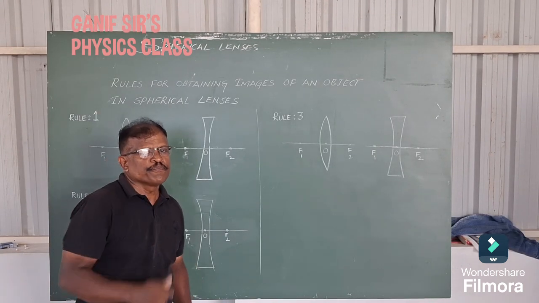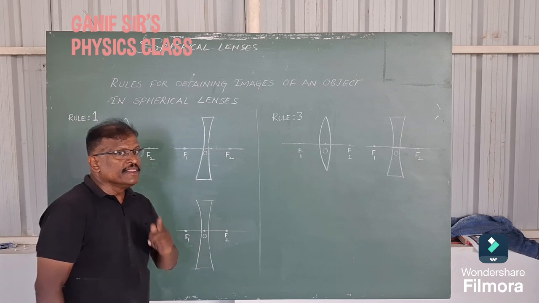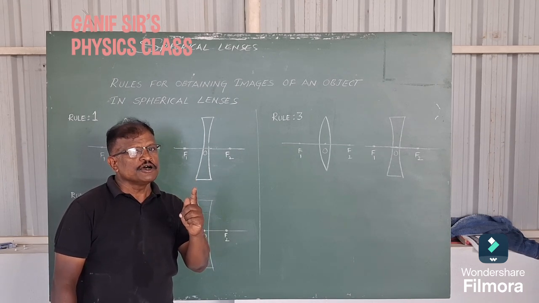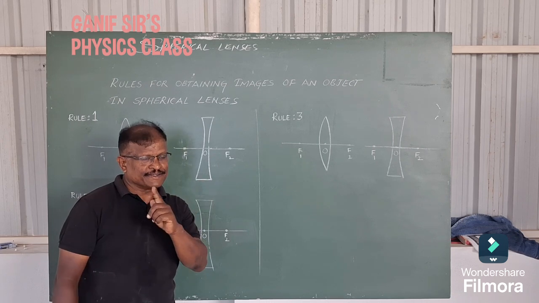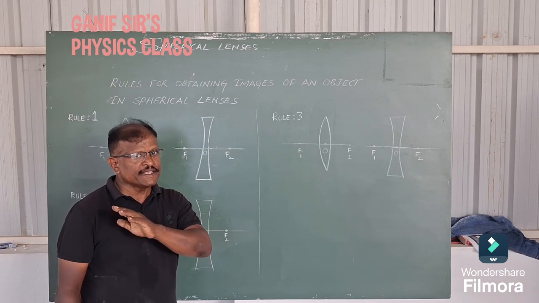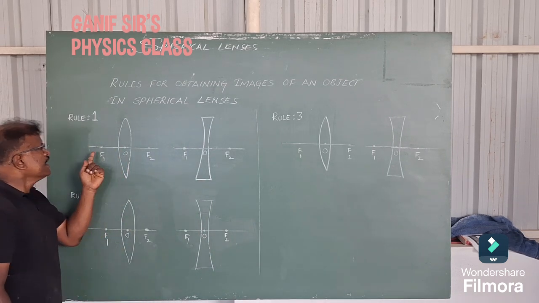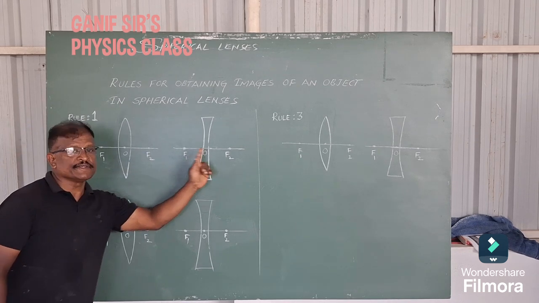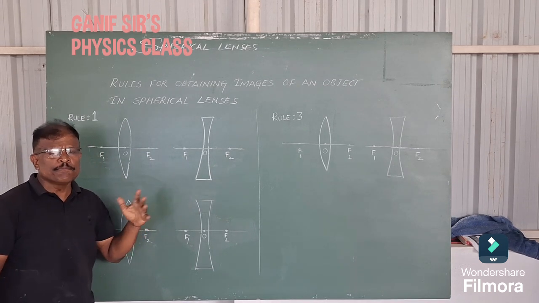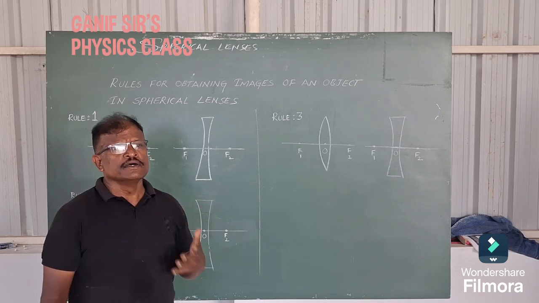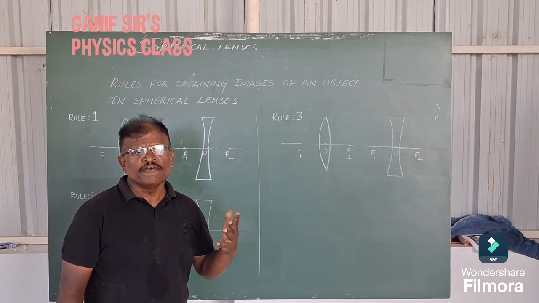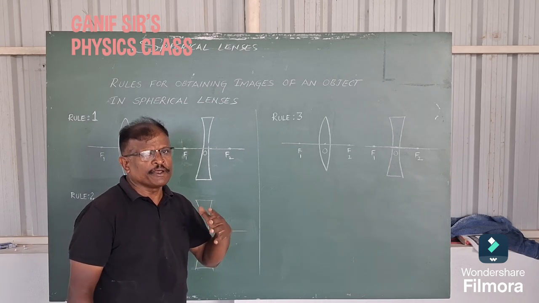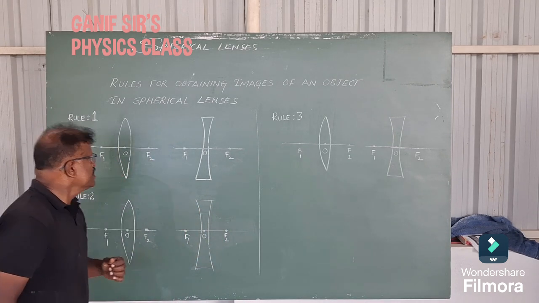Dear students, keep it in mind, there exist two principal focus on either side of the lenses, both convex as well as concave. Here I designated it as F1 and F2 in both the cases. So the plural form of principal focus is called principal foci. So you can pronounce as you wish.